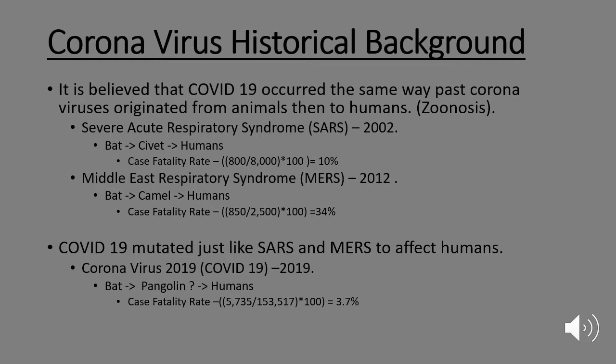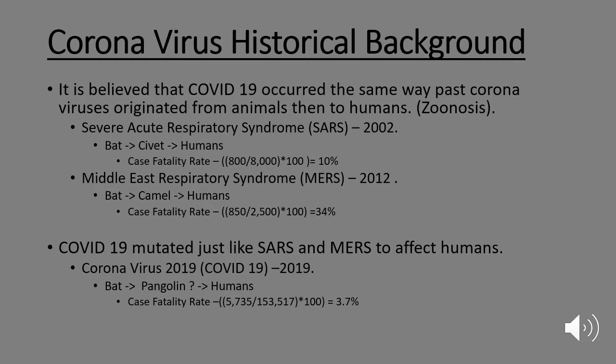Fast forward to today. COVID-19 mutated just like SARS and MERS to affect humans. We again know it first started on a bat, mutated and is believed to have affected a pangolin, and then that mutated and affected humans. Now our case fatality rate percentage is low compared to MERS and SARS, but the numbers are higher overall. So we have had a higher amount of people die. So far we've had 5,735 people die from COVID-19. And we had a higher number of cases seen with COVID-19. We've had 153,517 cases of COVID-19. So yes, it's higher than SARS and MERS, but the case fatality rate is only 3.7%.